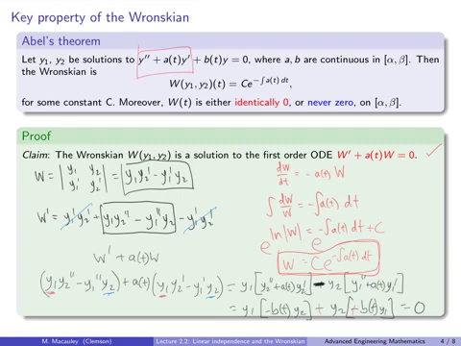That verifies this claim. And now it's easy to see why the Wronskian is either identically zero or never zero. This exponential function, I think I said this earlier, is positive. It's never zero. So the only way this is ever going to be zero is if c is zero, in which case the whole thing is zero. Otherwise, this is never zero. So that's Abel's theorem. It wasn't as bad as it looked.